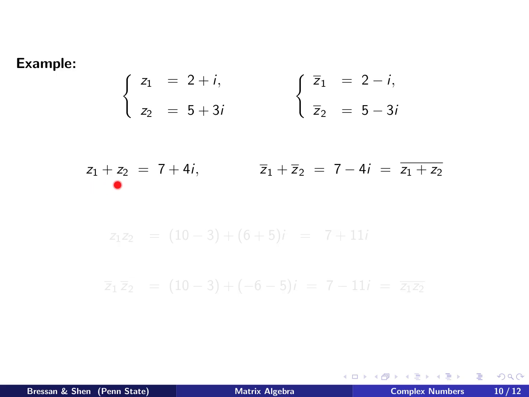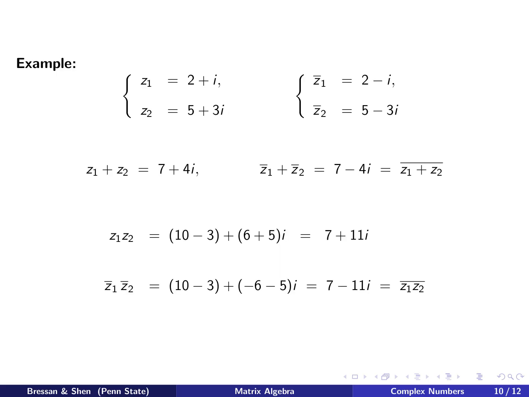If we add up z1 plus z2, you get 7 plus 4i. Then let's look at the sum of the conjugates, z1 conjugate plus z2 conjugate. You get 7 here, and -1 and -3, that's -4i. Comparing this number to that number, we see that it is exactly the conjugate of this. So that's that.